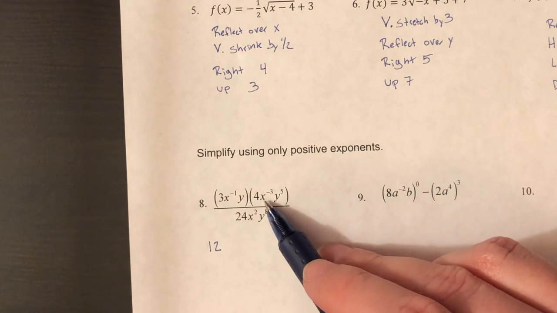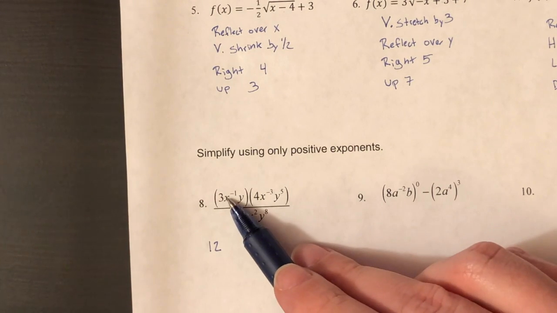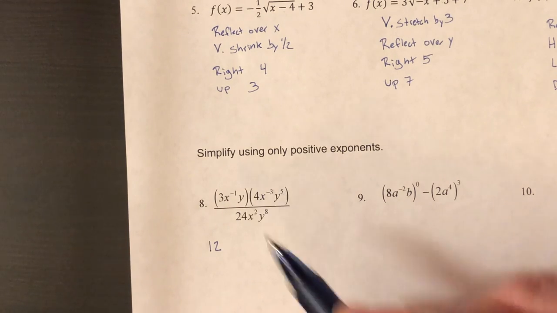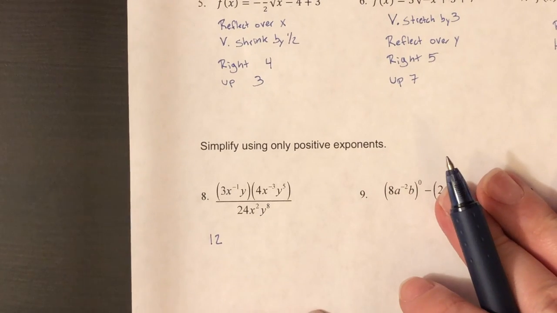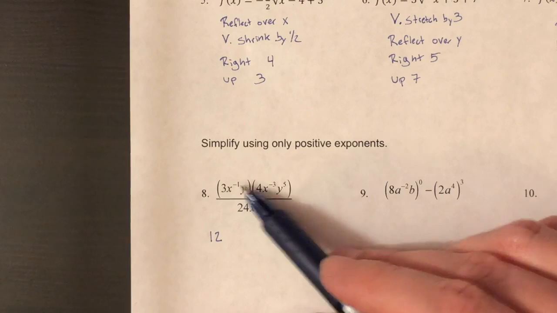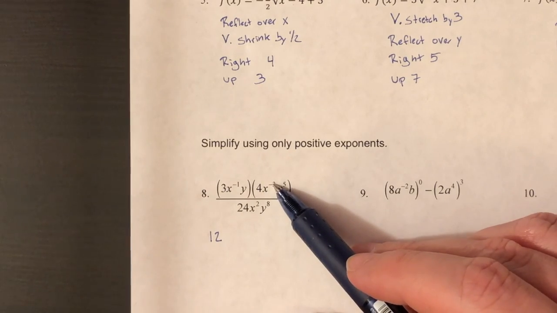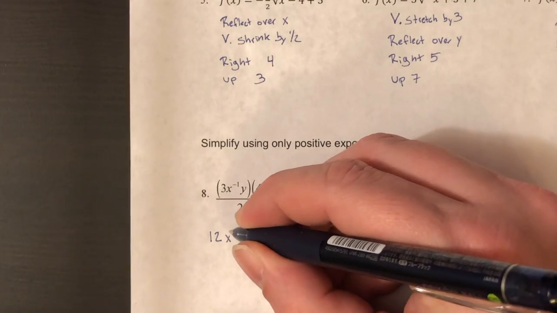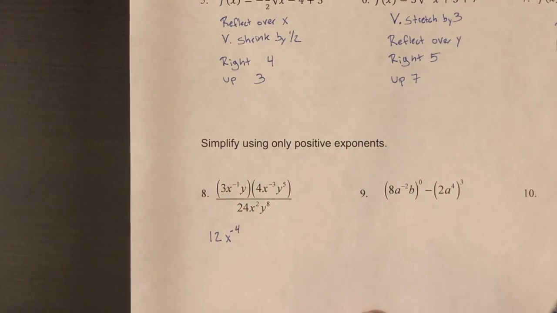When I am multiplying my bases that are the same, that have exponents, I add those exponents together. So for x's, I have negative 1 plus negative 3, or negative 1 minus 3, which is going to be negative 4. So it'll be x to the power of negative 4.